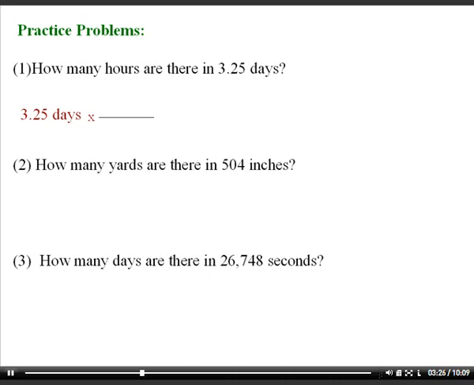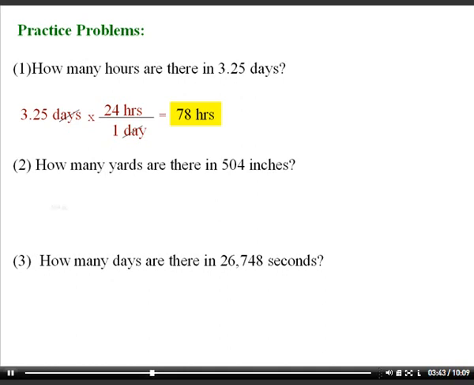In this case, we need the word days on bottom to cancel out, so we're going to put 1 day on the bottom, and you can change it into hours by putting 24 hours on top. Then you can see that the day unit will cancel out, and you'll be left with 78 hours as your final answer. So 3.25 times 24 is 78 hours.